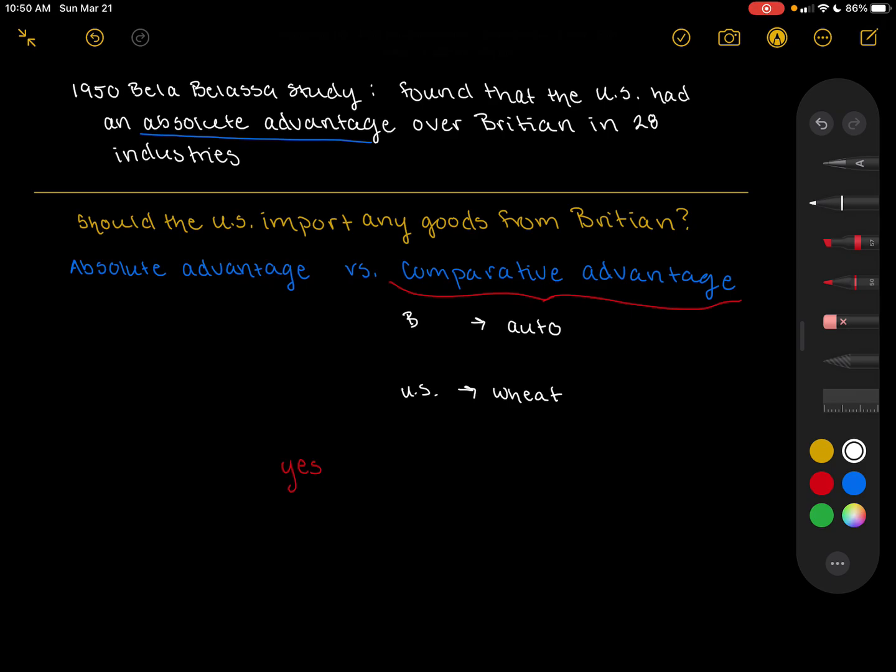It really just comes down to this comparative advantage. So that's who can produce at a lower relative cost or a lower opportunity cost. So you have to compare these opportunity costs between the two, find the relativity there, and then you import those goods which you do not have the comparative advantage in. So yes, the US should import goods from Britain, but only those in which it does not have the comparative advantage in.